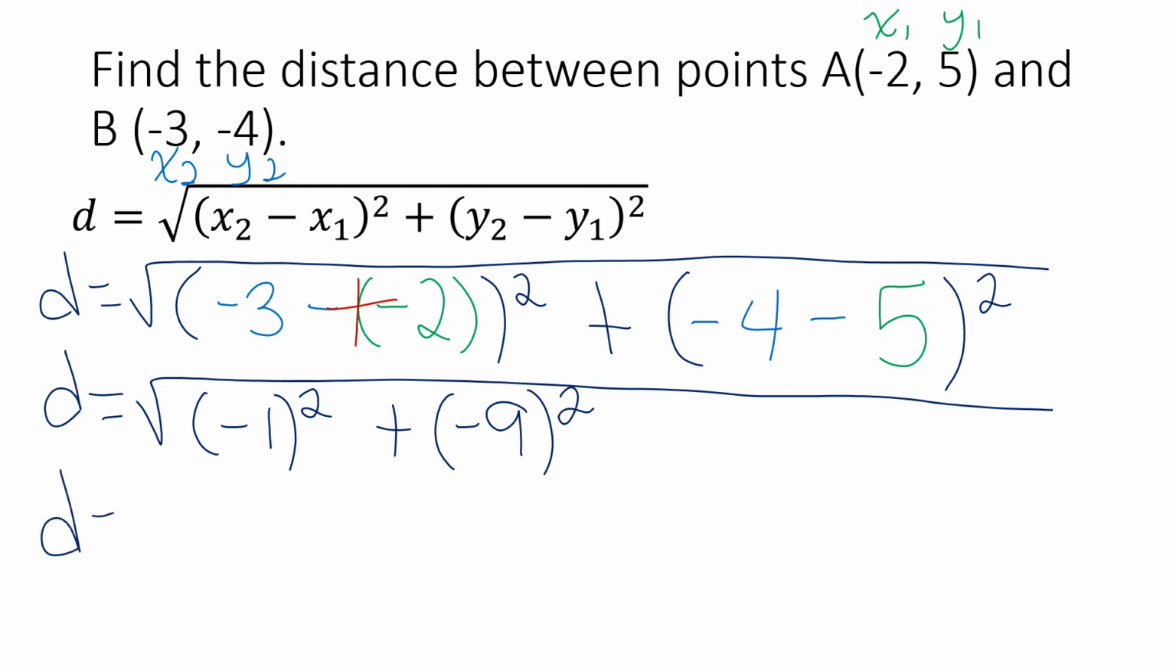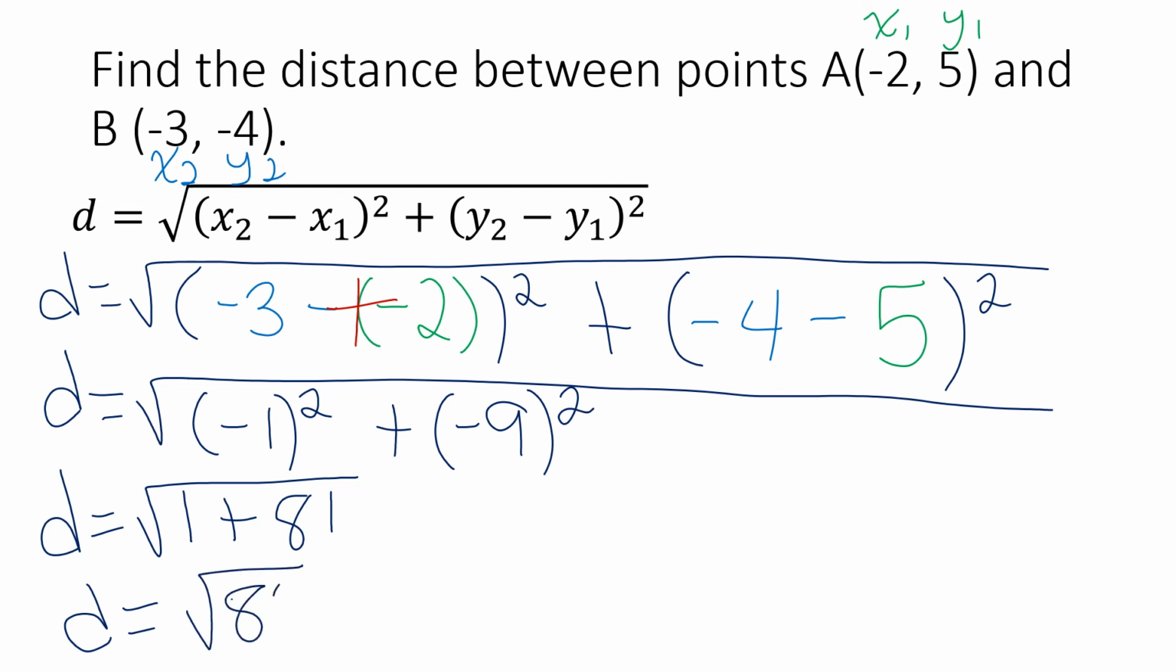So now we're going to follow order of operations and evaluate our exponents. (-1) squared is -1 times -1, which is +1. And (-9) squared is -9 times -9, or +81. So the distance between points A and B is the square root of 82.